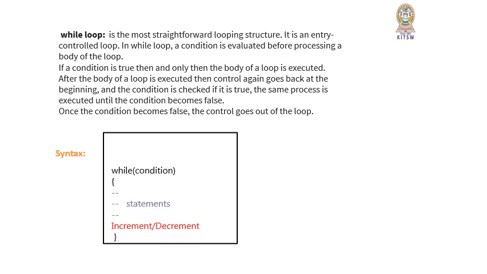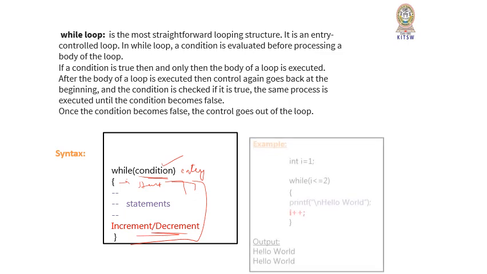So let us see the syntax. This is the syntax, students. While condition. Now this is the start of the loop, open brace. Before the start of the loop, we are writing the condition over here. So this is an entry control loop. If the condition is true, then the statements between the braces will be executed. And you can give an increment or decrement operation within this.